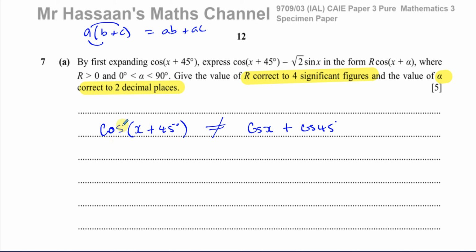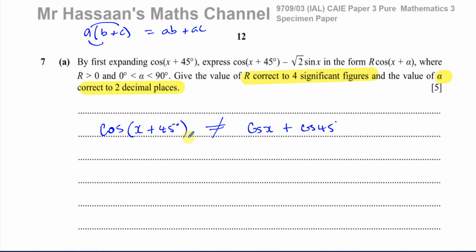So it's very important for us to understand that this is something complete in itself. It's not like cosine is different from x and 45. X plus 45 is the angle that we're considering the cosine ratio of. So this is not the way to expand such an expression. It's not like this, so don't treat it the same.